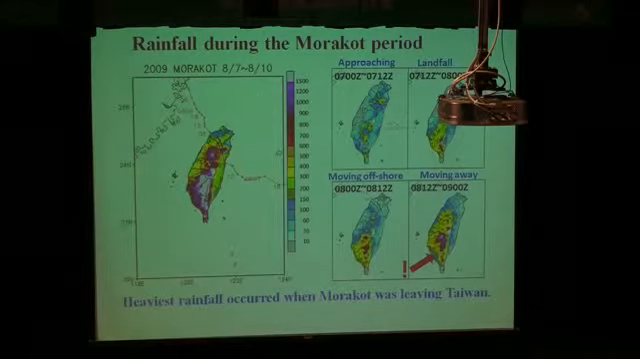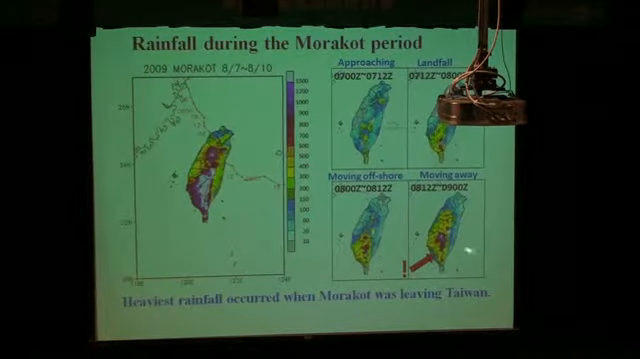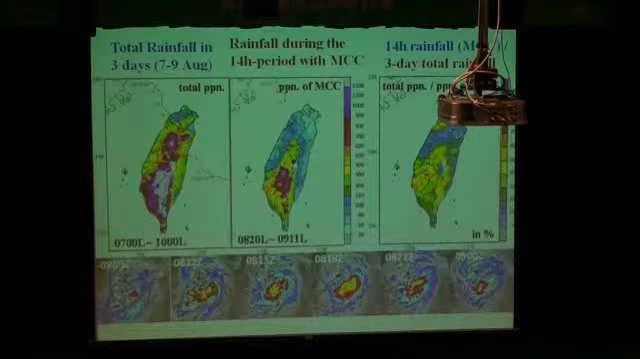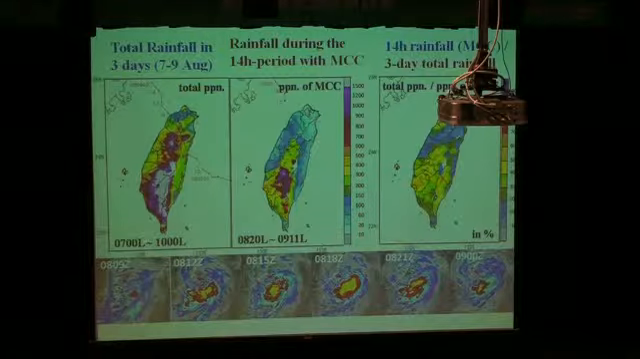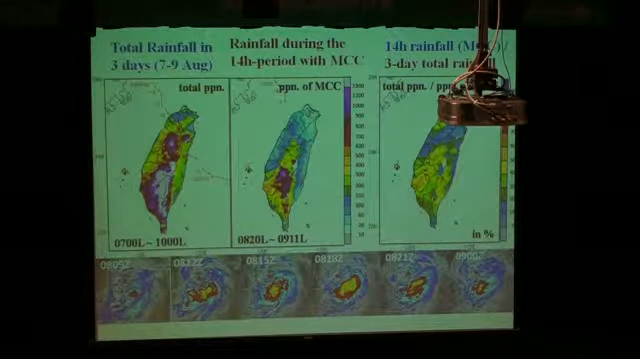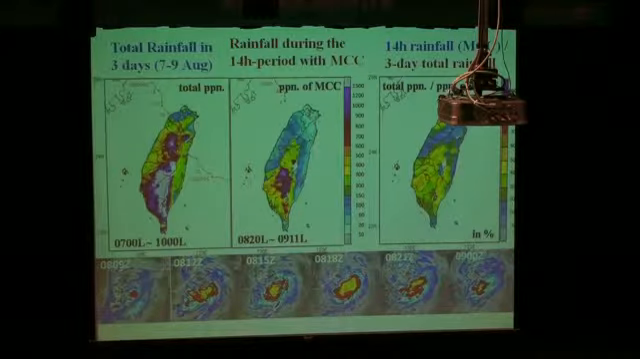Here is the total rainfall during the 3 days, as the typhoon is approaching, moving offshore and moving away. We all know that most of the rainfall occurs when the typhoon is moving away from Taiwan. But let's take a look at that. There was about a 14-hour period with one very active MCC. That's called MCC, following the definition by Maddox, but we use a similar one, not exactly the same. This is the rainfall that occurred during the 14-hour period.